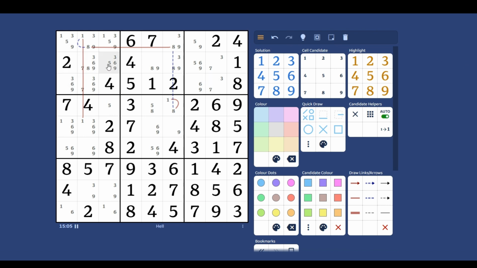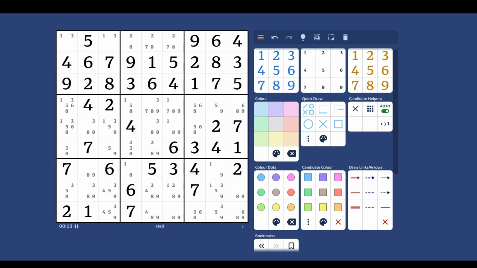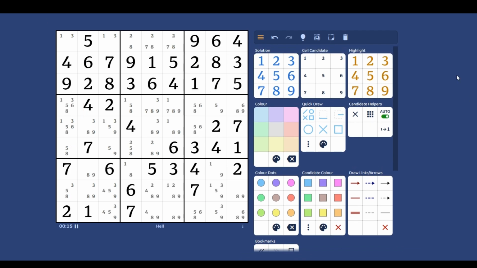So this is what we call an M2 wing because it involves 2 digits. In our first value link, we switch from digit A to B. But then in our second value link, which is a weak link, we switch back from digit B to A. So we're still sticking with only 2 digits. And that means this is always going to be a type 1 AIC. But we could also have a type 2 AIC where we have 3 digits.